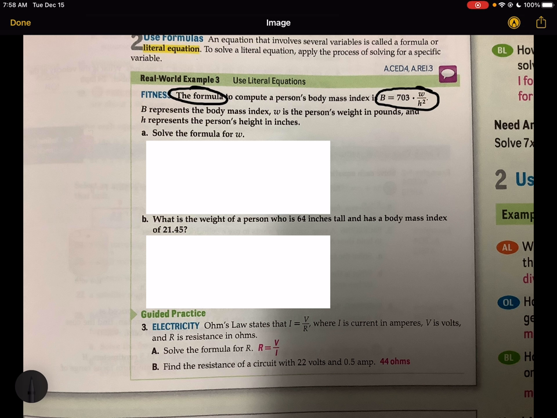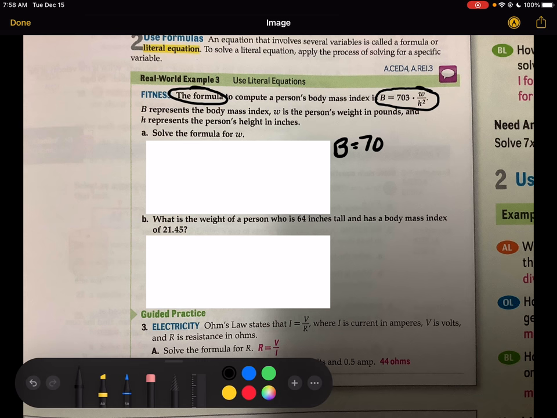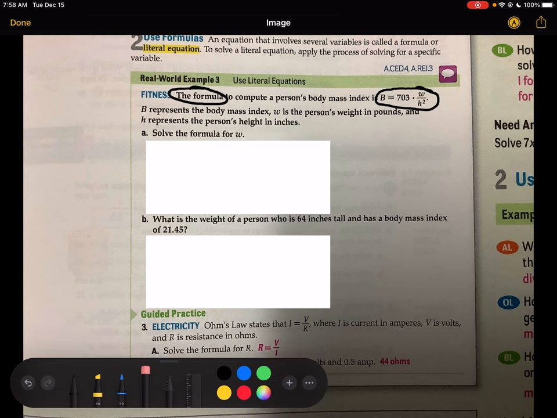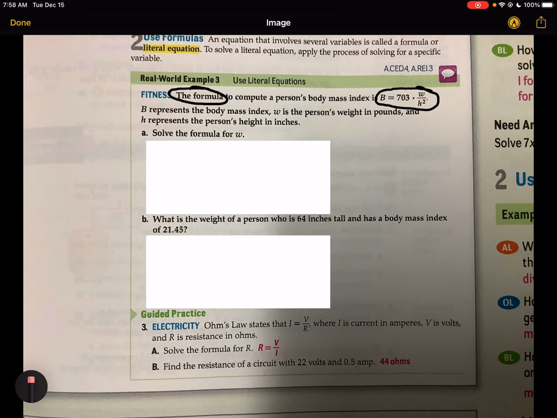So all we're going to do is take the equation that it tells us, which is B equals 703 times W over H squared. It asked us to solve for W. So we want to get W totally on its own, and right now B is the variable totally by itself. So we're going to go through this and solve.